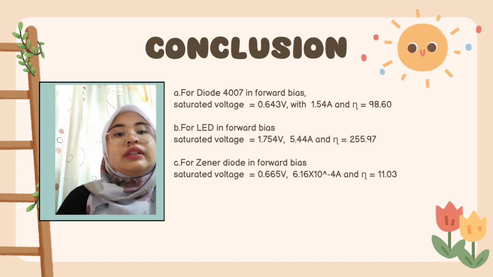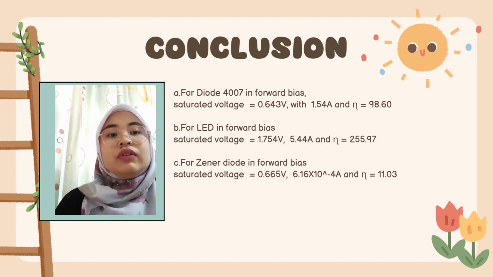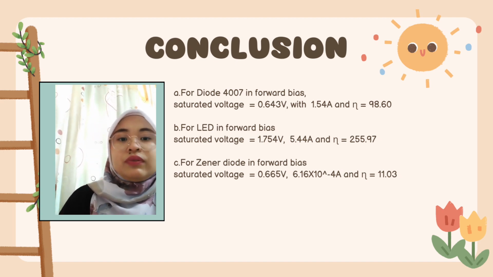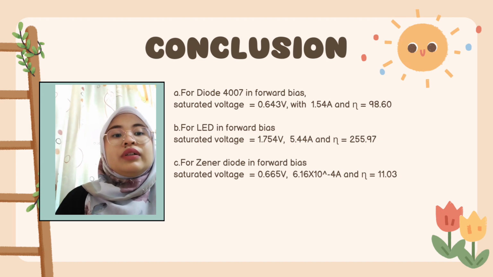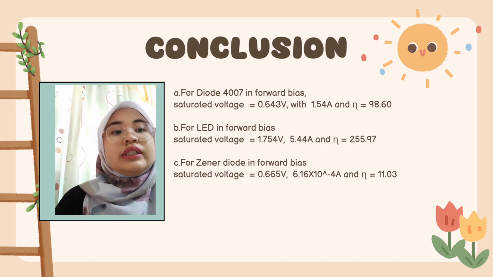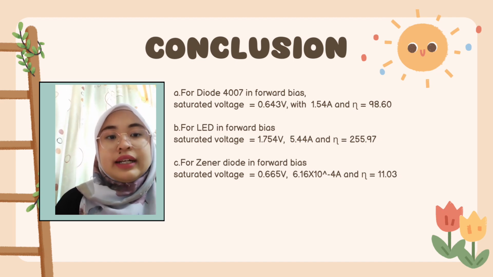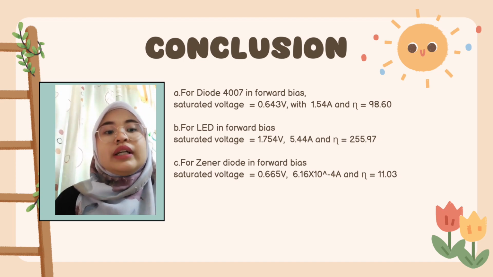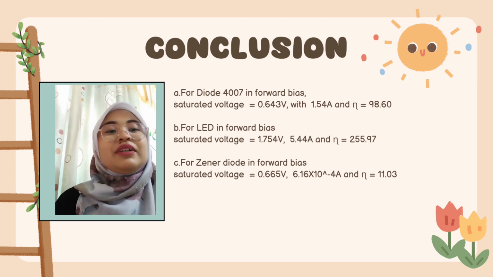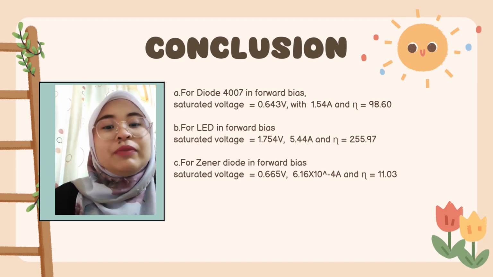N is 98.60. For the LED in forward bias, we get a saturated voltage of 1.754 volt and 5.44 A for current, and the ratio is 255.97. The last one is for the Zener diode in forward bias, where we get 0.665 volt, and the current is 6.16 × 10^-4 A, and N is 11.03.